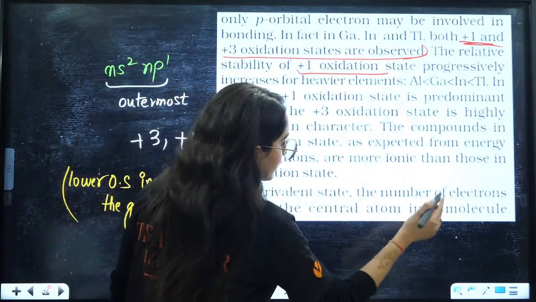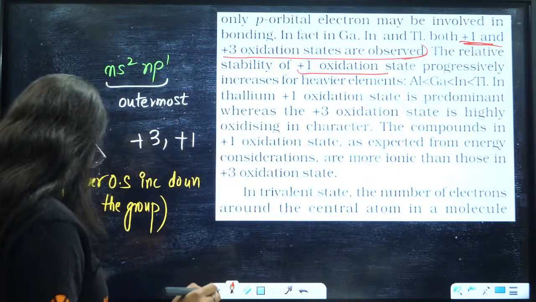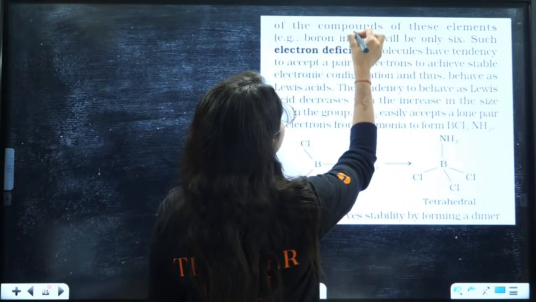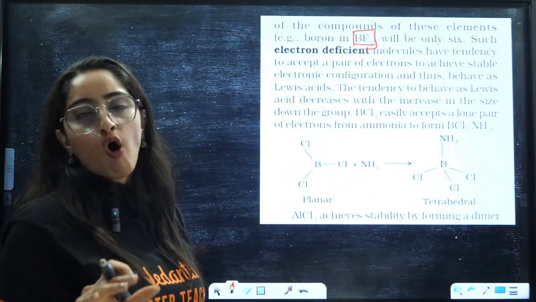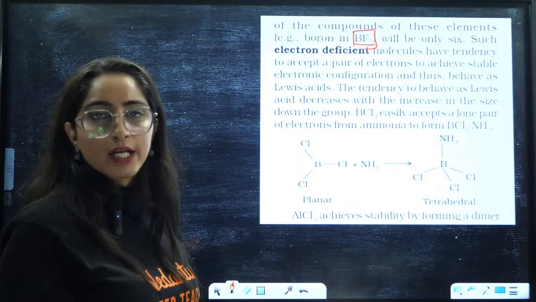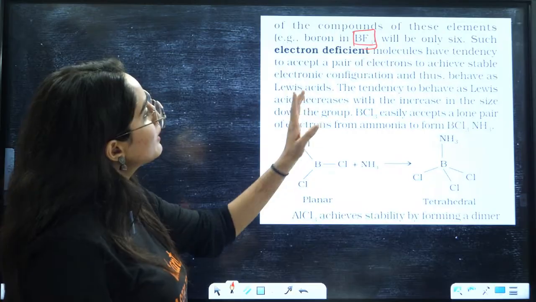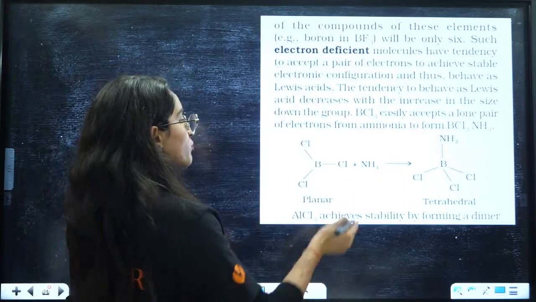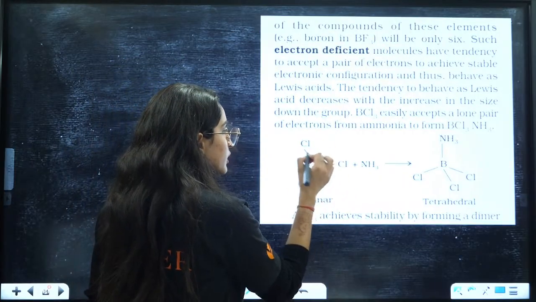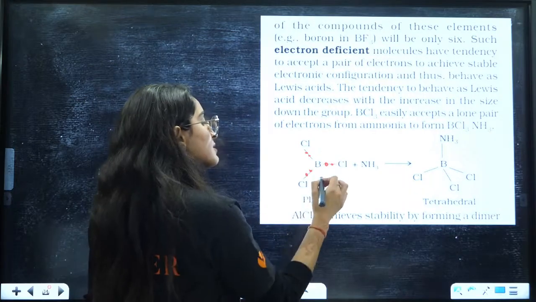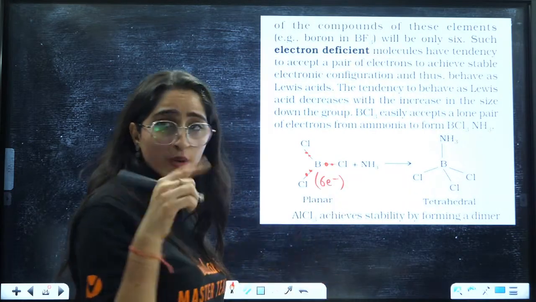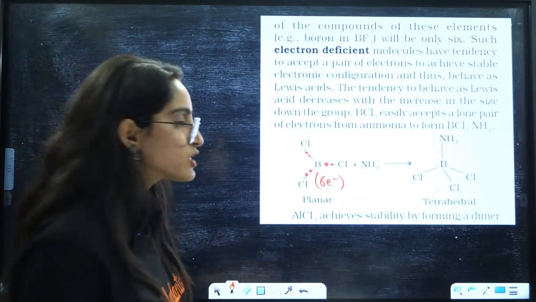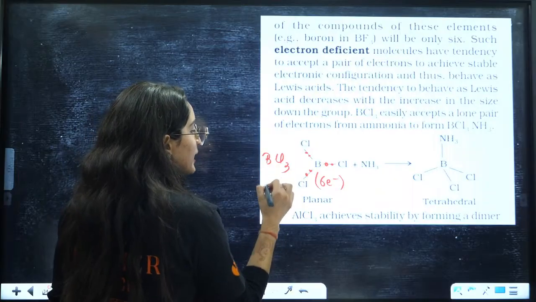In the trivalent state, consider the number of electrons around the central atom in a molecule of the compounds of these elements, for example BF3. I told you boron will form covalent bonds only. Here the count will be only 6. Now, here is another important thing about boron: in BCl3 also, there are 2 electrons here, 2 here, and 2 here. That means the outermost electrons are 6, but it should have 8. That means it is electron deficient. That is why you will see BCl3 and BF3.